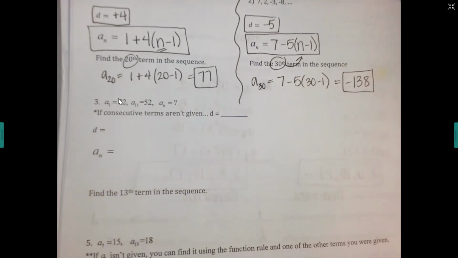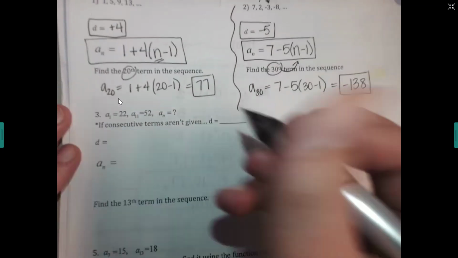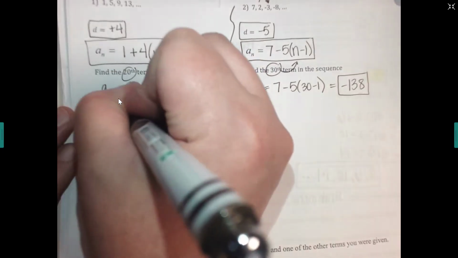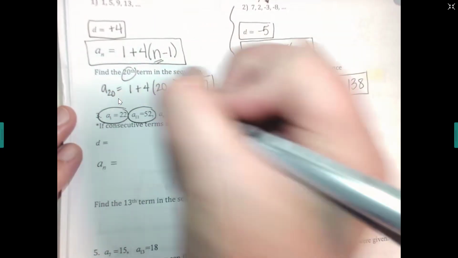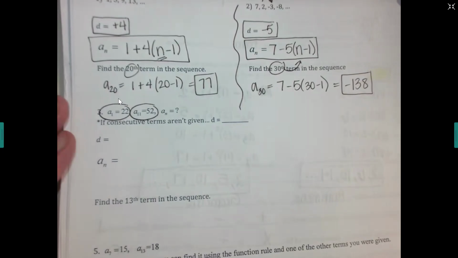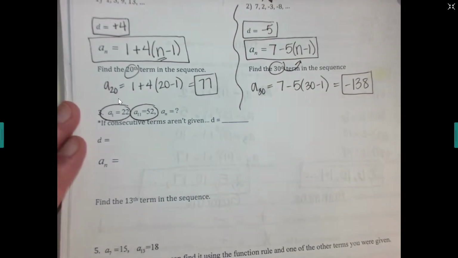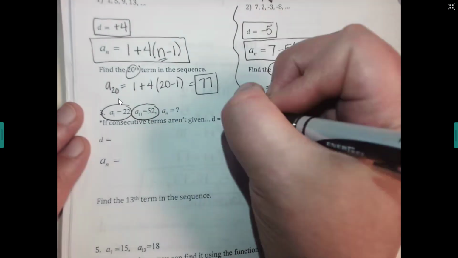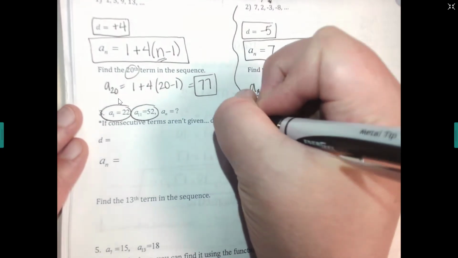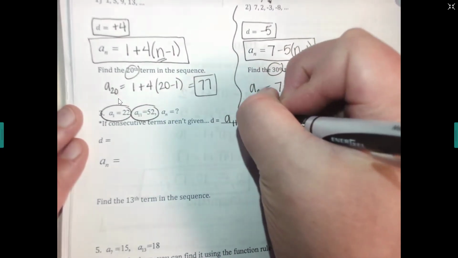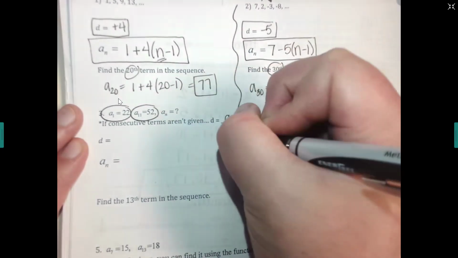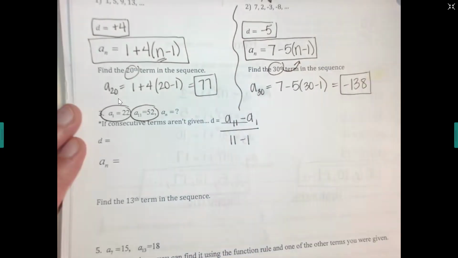Okay, this one's a little bit different. You're not given the first several terms. You're given that the first term is a 22 and the 11th term is a 52. So here's what you're going to have to do to find your difference. You're going to do A11 minus A1 over 11 minus 1.